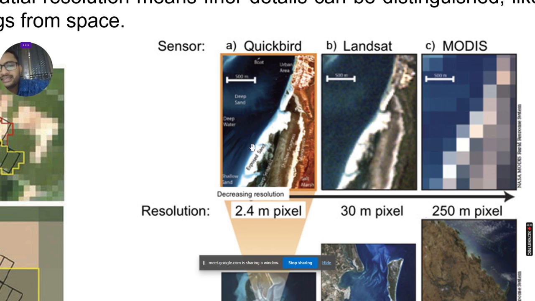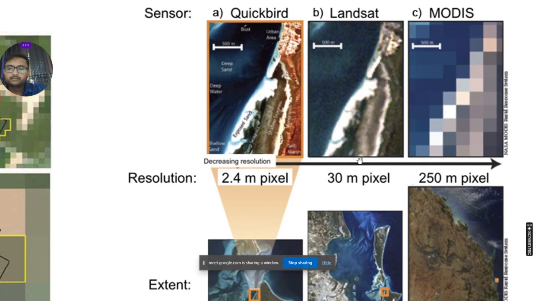Now this is a coastal image which we saw just earlier. If we want to study the coastal line, you can see QuickBird is still good, but if you take MODIS, you are not able to differentiate between the coastal line and the surrounding land area. It's very difficult to distinguish or to delineate a coastline. So this is the problem with coarse resolution. It depends on what kind of thing you want to do.